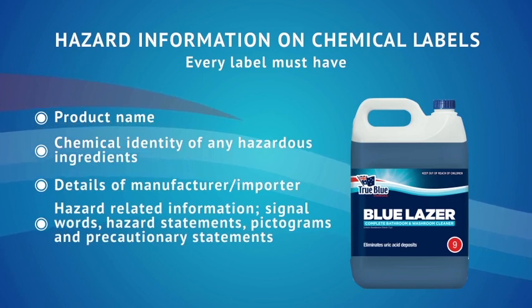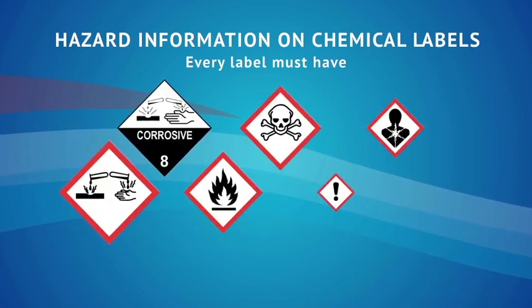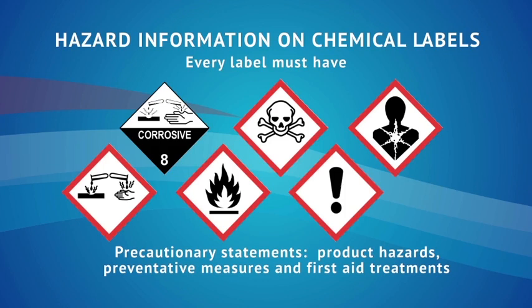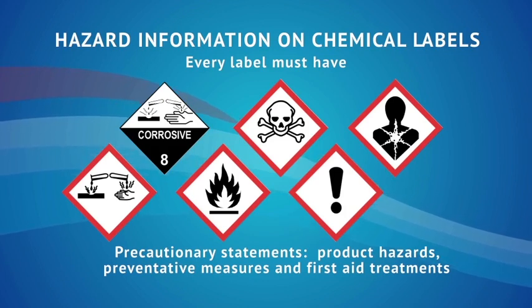Every label must have the product name, chemical identity of hazardous ingredients, manufacturer details, and hazard-related information such as signal word, hazard statements, pictograms, and precautionary statements. This important information tells the user what kind of hazards the product carries, the preventative measures you need to take to avoid exposure, and subsequent first aid treatment methods if you do happen to come in contact with the chemicals.